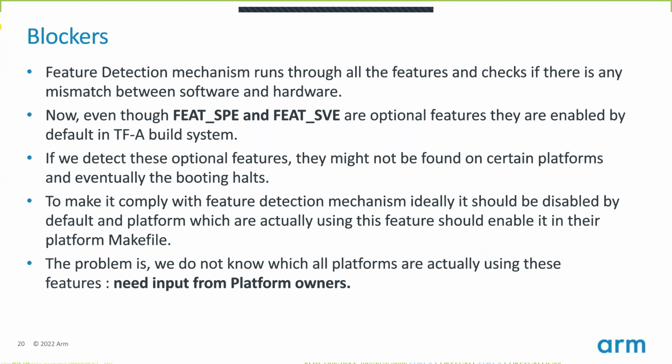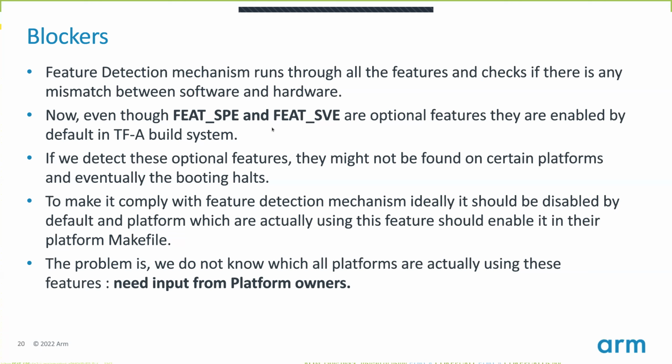So the problem we are seeing here is, as I said, the feature detection mechanism will run through all the features. It won't discriminate or consider whether it's mandatory or optional. Now with SPE and SVE being considered here, wherein in our TFA main system we are enabling them ourselves, what would happen is SPE and SVE will not be present in all the platforms since they are optional features. Since these are enabled from our main default build system, during runtime, when these features are getting detected, they will be validated.